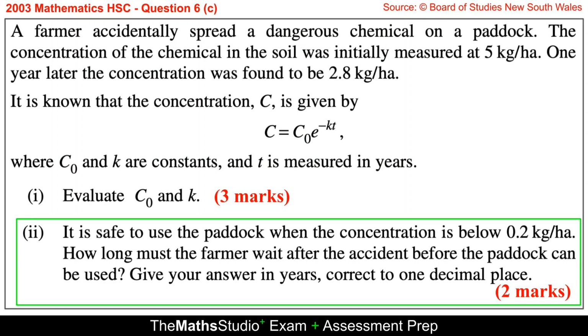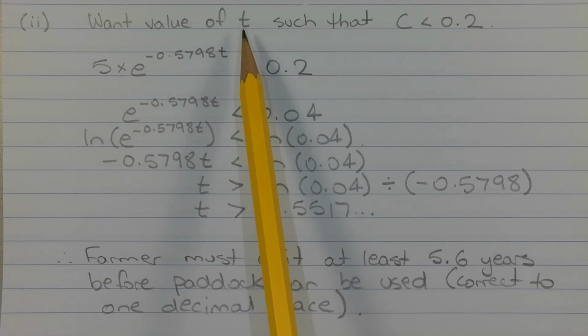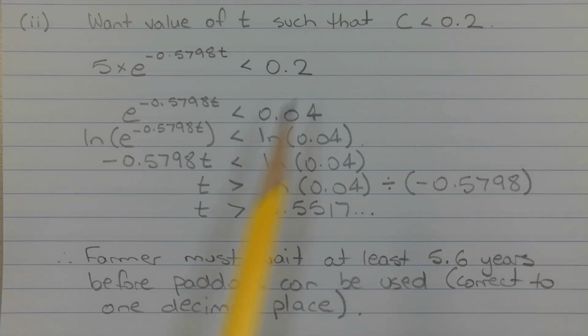Part 2. It is safe to use the paddock when the concentration is below 0.2 kilograms per hectare. How long must the farmer wait after the accident before the paddock can be used? Give your answer in years, correct to 1 decimal place. We want to find the value of t such that C is less than 0.2.